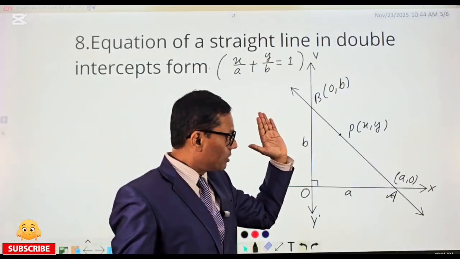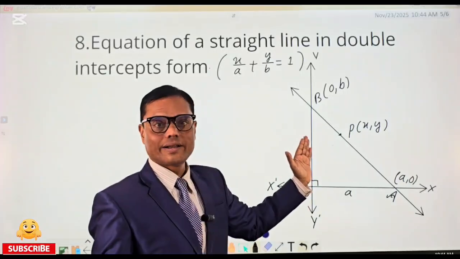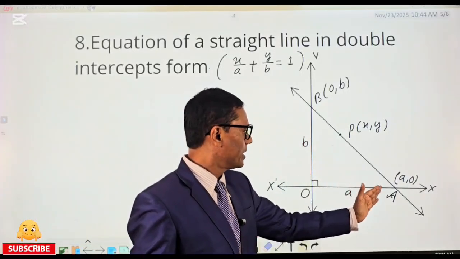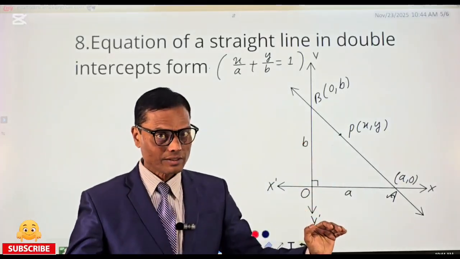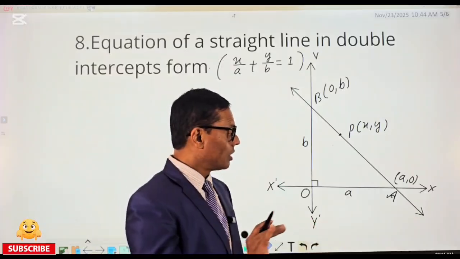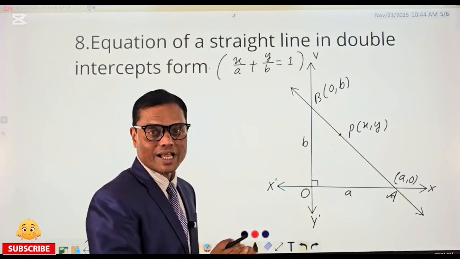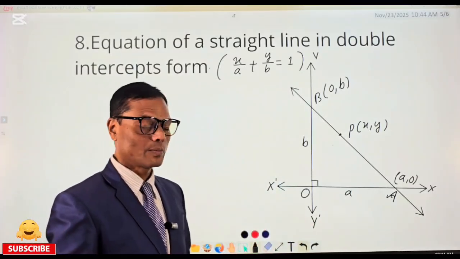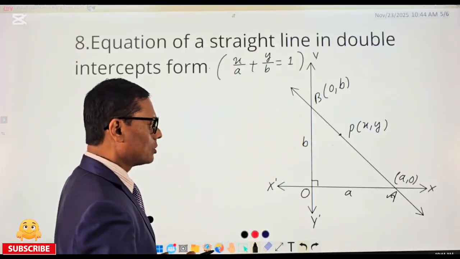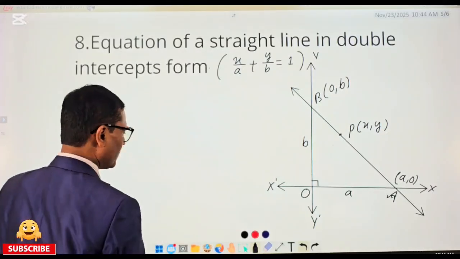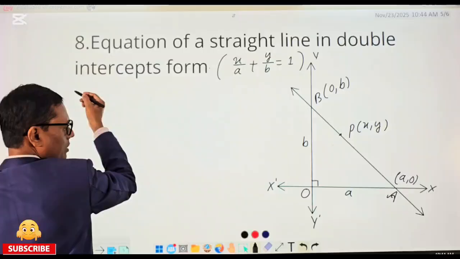After that, let P(x, y) be any point on the line AB, any point, anywhere, right? Then if a point P is on the line AB, then the points A, P and B will be collinear, right? Points that all lie on one line we call collinear, isn't it? So what happens if they are collinear? First of all, we have to write now, okay?